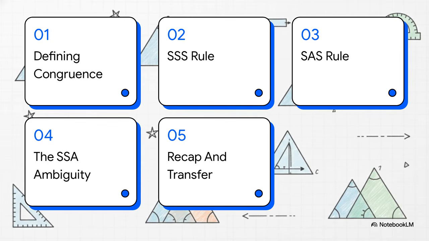Here's our map for today's journey. First, we'll start by defining congruent triangles. Second, we'll check out the SSS, or side-side-side rule. Third, the SAS, side-angle-side rule. Fourth, we're going to look at the SSA ambiguity. And finally, we'll wrap things up with a recap and a transfer question.